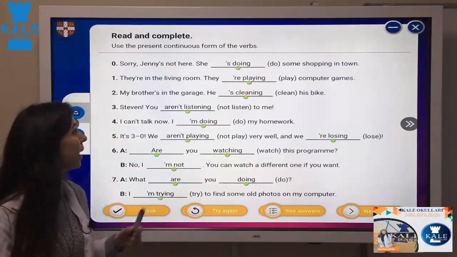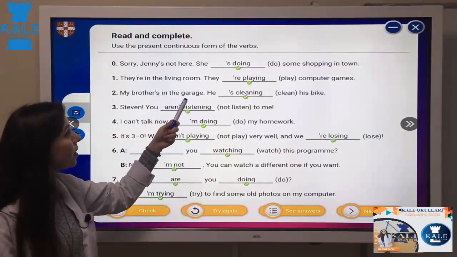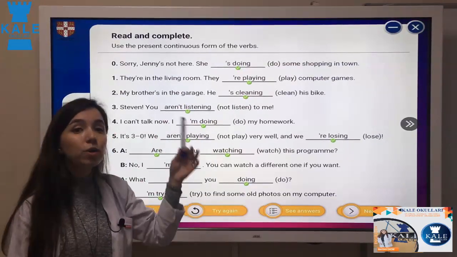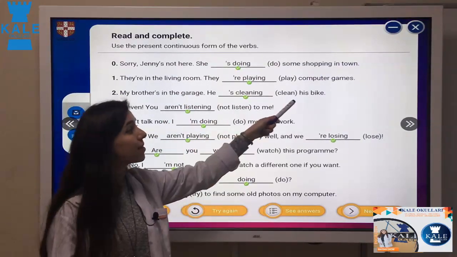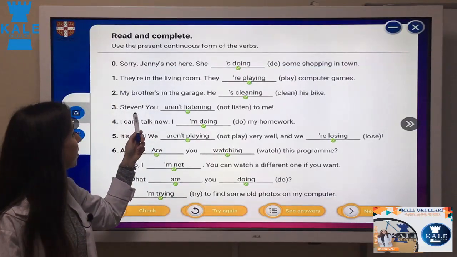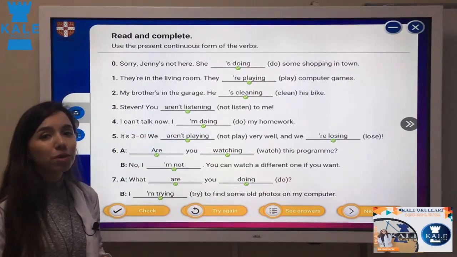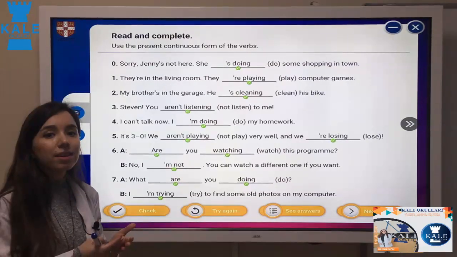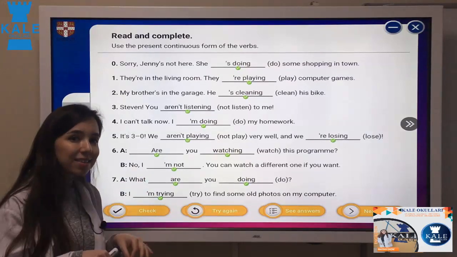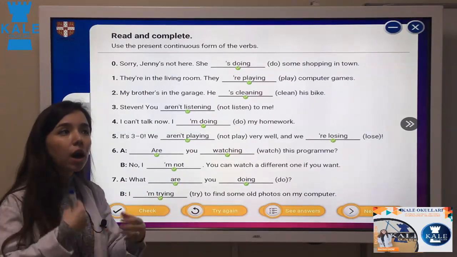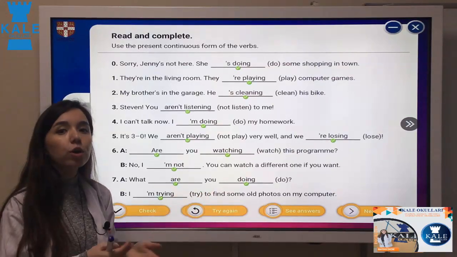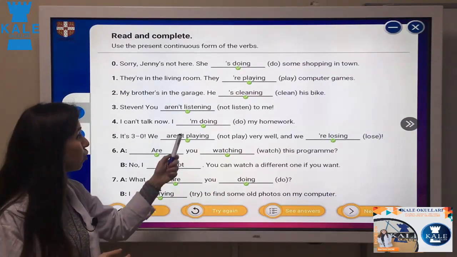They are playing. My brother is in the garage. He is cleaning. So he is in the garage. What is he doing right now? He is cleaning his bike. Right now he is cleaning. Steven, you aren't listening to me. Now you aren't listening, yes? Not 10 minutes ago, not 10 minutes later, just this time. You are not listening to me. All the time I'm teaching, I'm explaining, but you are watching the video, you are looking at your book, you are not listening to me.